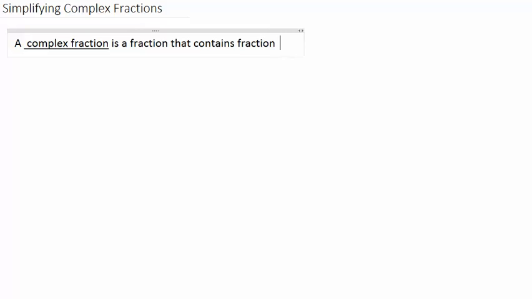In this video, I want to talk about simplifying complex fractions. Now, the name complex fractions is not very appealing, right? But it's really not too bad. So let's first talk about what a complex fraction is. A complex fraction, of course, is a fraction that contains fractions, maybe just one, maybe more. All right, so let's look at an example of a complex fraction and maybe how to simplify it.